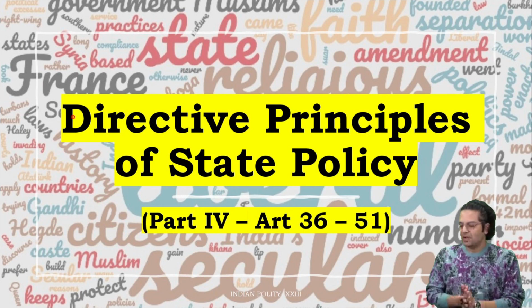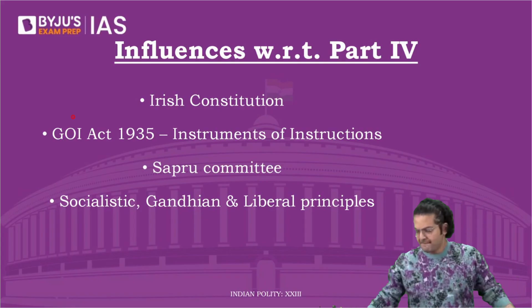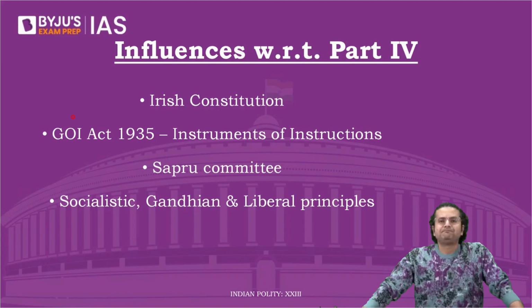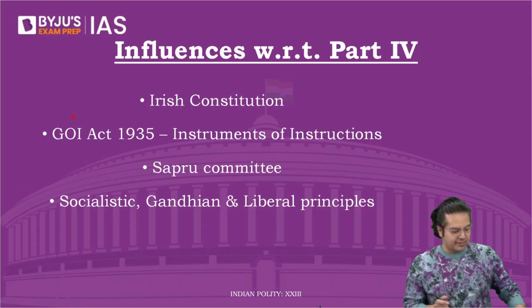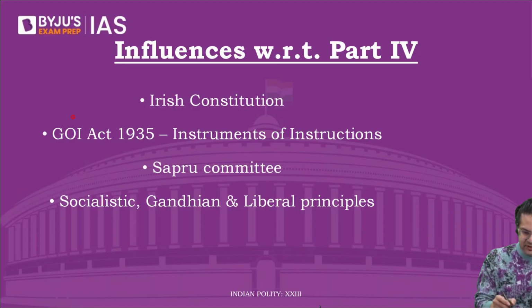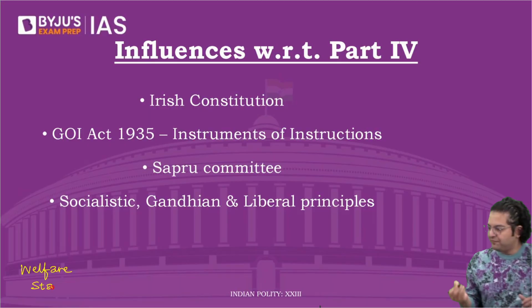Okay. So DPSPs are this entire Part 4, which was basically to ensure that India is a welfare state. So the focus was that let's make India a welfare state. Now you may ask, sir, what is this welfare state?